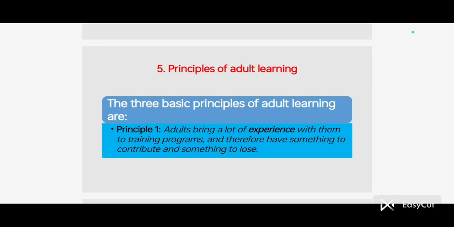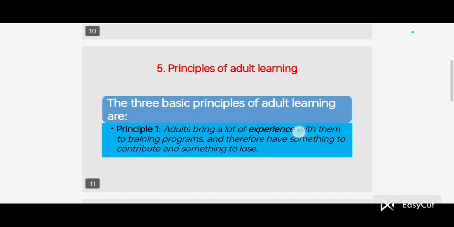In principle number two, adults want trainings that focus on real life problems and tasks rather than on academic issues. The third principle of adult learning is read as: adults are accustomed to being active and self-directing. Now let us see each principle one by one and the assumptions to those principles.